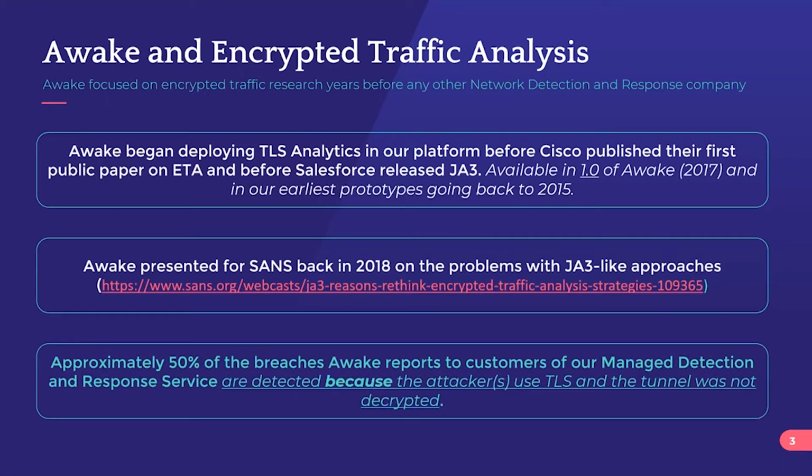But really, a summary point, if you take away anything from what we're going to be talking about here, and this is the point that surprises people and really drove us to put these presentations together: on any given week, and this is an average, so sometimes more, sometimes less, about half of the breaches or compromises that we end up reporting to customers are detected because the attacker has used TLS, because the attacker has used encryption. So it's really important.